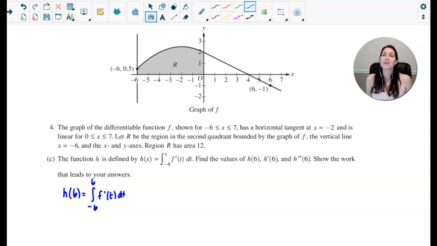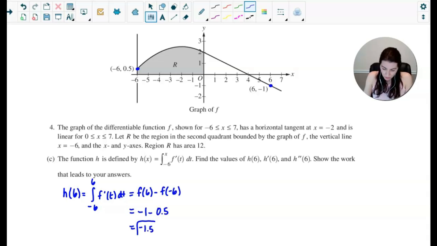So in this case, I would have to use the fundamental theorem of calculus, which says that the integral from -6 to 6 of f prime of t dt would be equal to f of 6 minus f of -6. Now those are function values that we can get from the graph of f of x. F of 6 we can see given in the problem is -1, and then f of -6 given to us also is 0.5, and so we get an answer of negative 1.5 for h of 6.